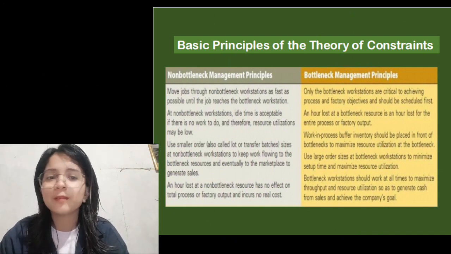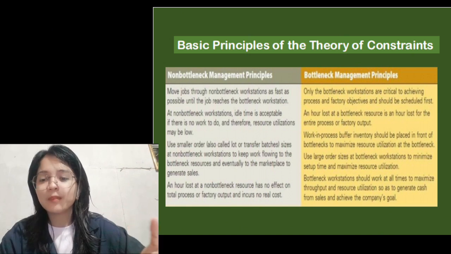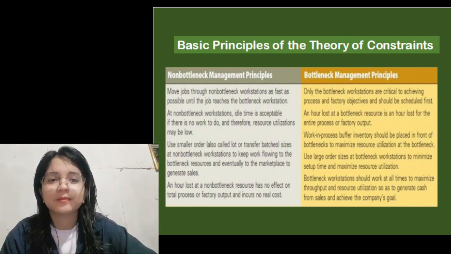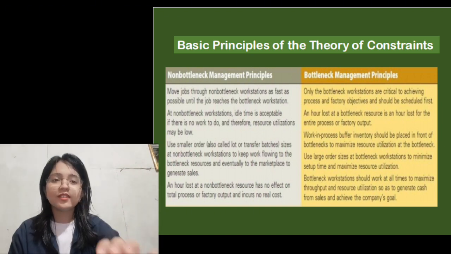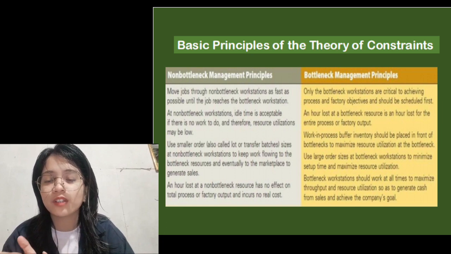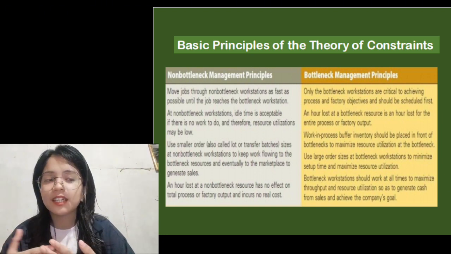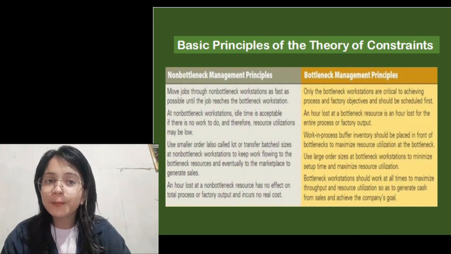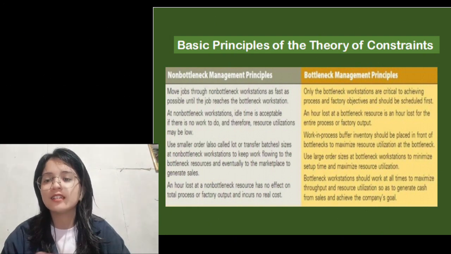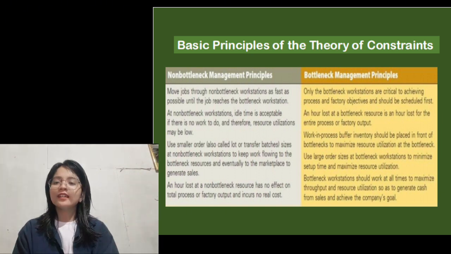So, working faster at a non-bottleneck station may just create extra inventory. So, ang sabi pa dito, increasing the capacity of non-bottleneck stations has no impact on the system's overall capacity. Increasing the capacity of a bottleneck increases capacity for the whole system. So, that's the meaning of constraints, of physical and non-physical constraints, and bottleneck and non-bottleneck.